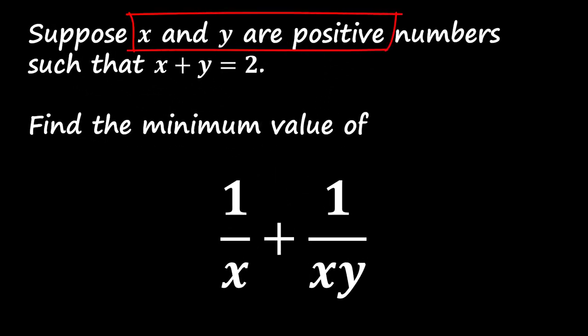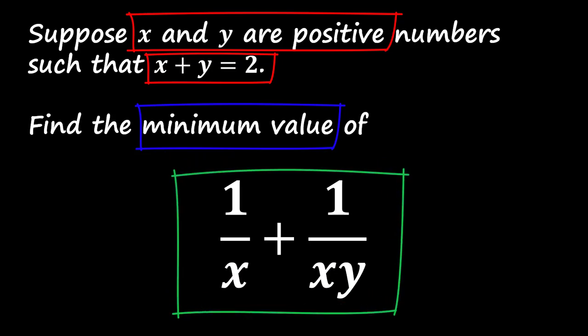Suppose x and y are positive numbers such that x plus y equals 2. Find the minimum value of the expression 1 over x plus 1 over the product of x and y.